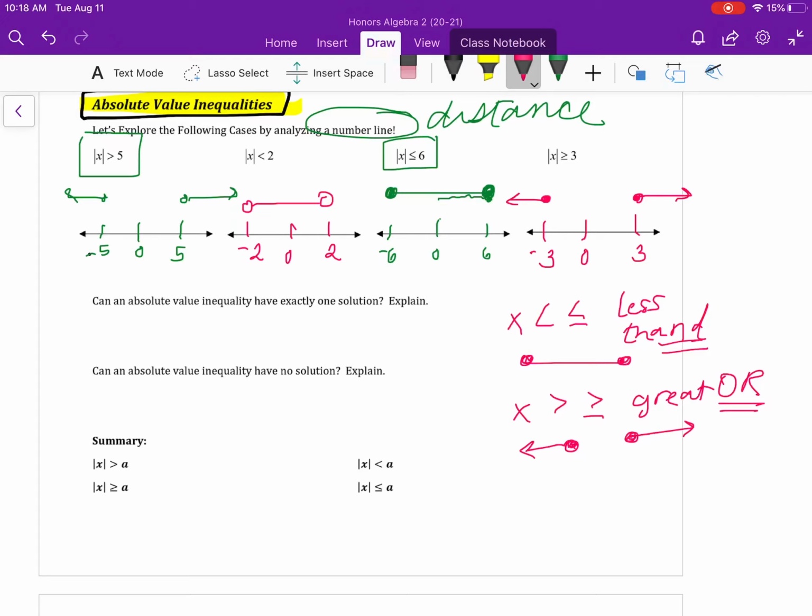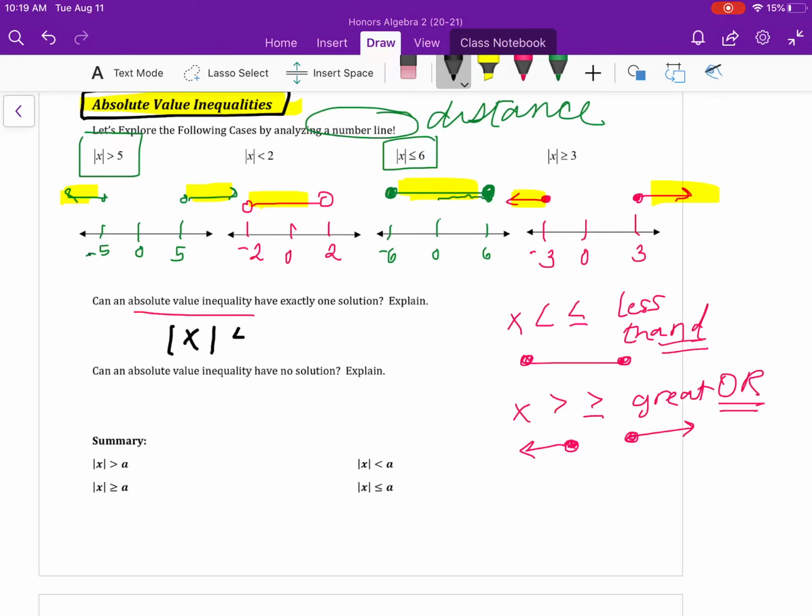So my question for you is, can an absolute value inequality have exactly one solution? So this is hard. You're thinking, is there ever going to be an absolute value inequality where there's only one solution? You can see up here, right? There's lots of solutions up here. Every single number that is colored is a solution right there. So is there one where there's exactly one? And the answer is yes.